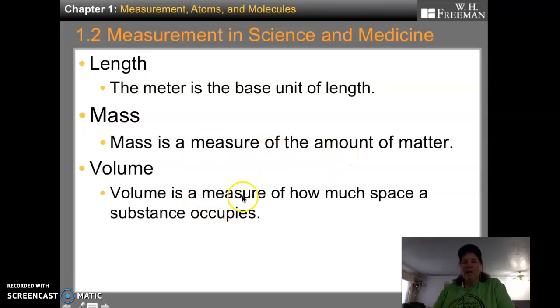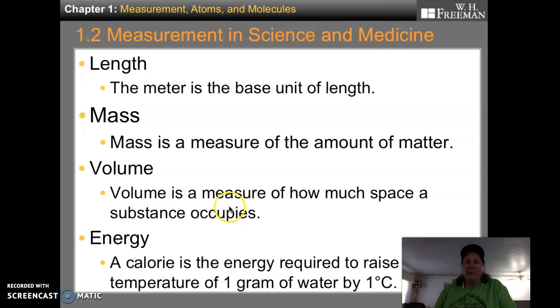Volume is how much space something occupies, and that would be a liter. We know a little bit more about liters. We have 1 liter bottles and 2 liter bottles. And if you look at pop cans, they have the milliliters on there as well. A 12-ounce pop can is, I think, 455 milliliters or something like that. So there are some conversions on the containers.